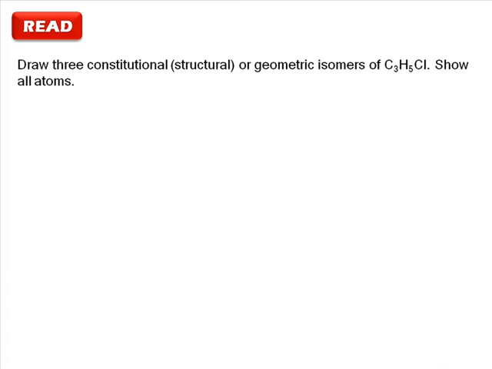This question asks us to draw 3 constitutional or geometric isomers of C3H5Cl. When you read the term constitutional or structural isomer, you should recall that these are isomers in which the atoms are joined in different ways. And when you read geometric isomers, you should think of cis and trans. So this is a good clue that the structure might contain a double bond.